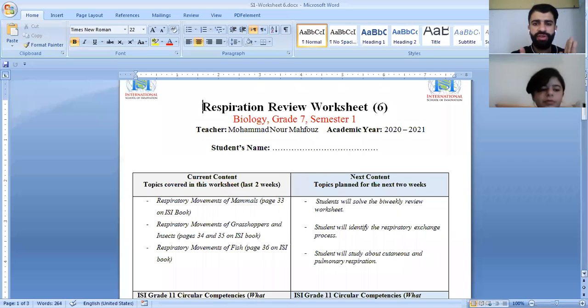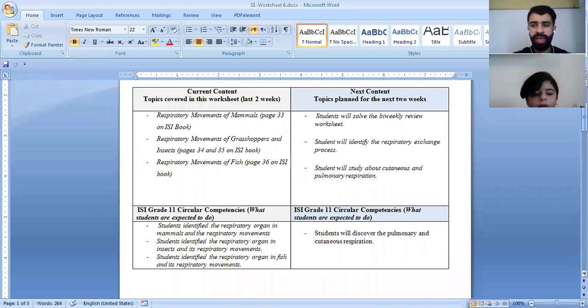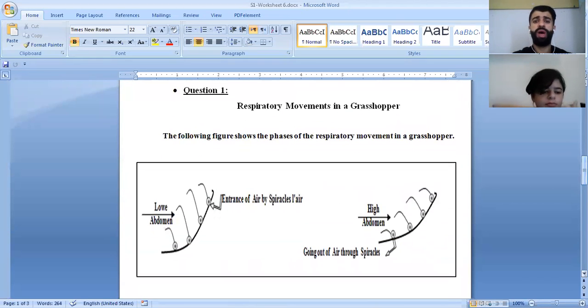So, hello, grade 7. Here we move to our worksheet, respiration review worksheet number 6, talking about the respiration in mainly insects and in fish. So, question number 1, showing the respiratory movements in a grasshopper. The following figure shows the phases of the respiratory movement in a grasshopper.